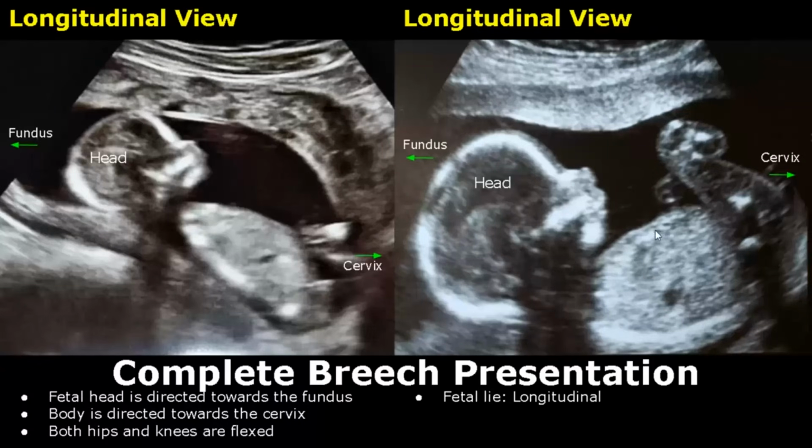Breech presentation has few types. The first one is a complete breech presentation. Both the hip and knees are flexed. We see folded legs and flexed hips directed towards the cervix. The fetal lie is longitudinal. In a longitudinal view of the uterus, the fetus is also in a longitudinal orientation.